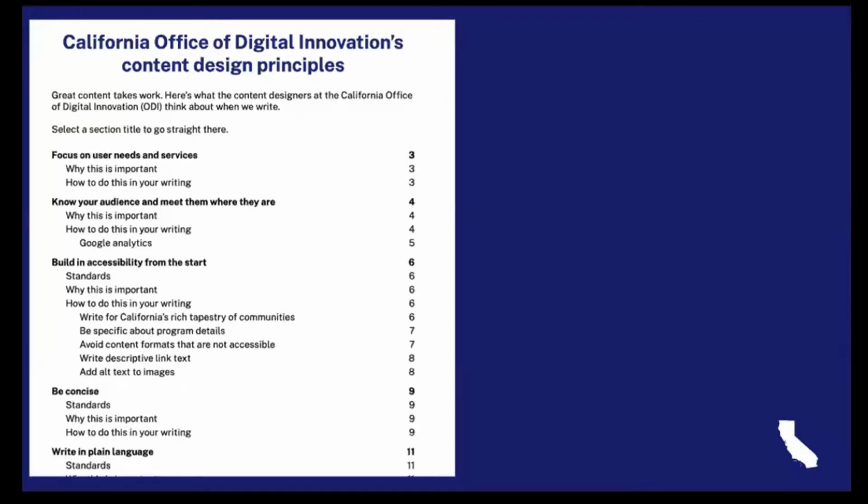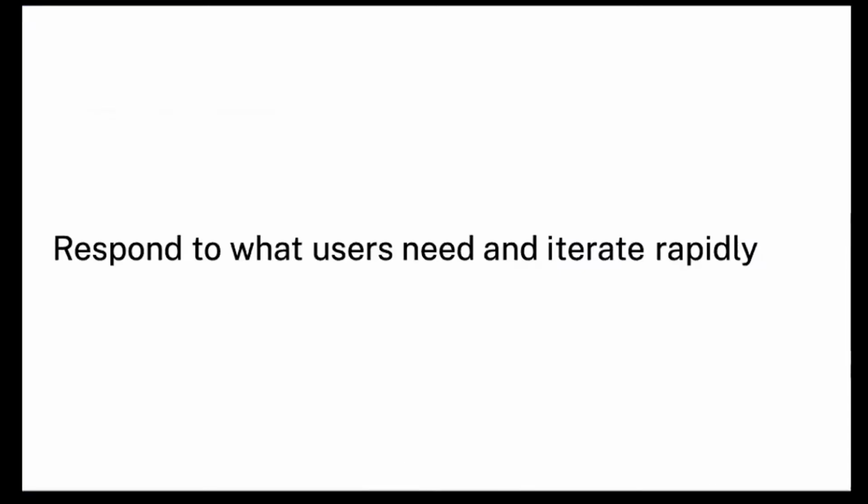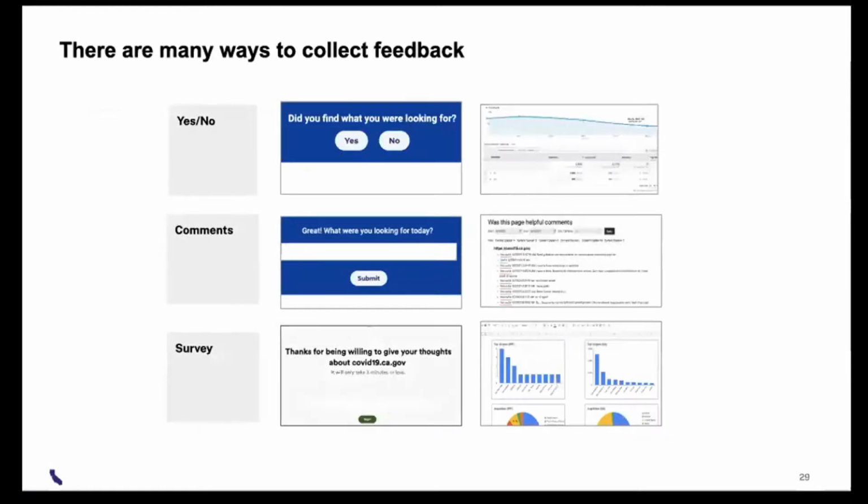But it really gives departments and programs a more practical way to think about the content and the information that they're presenting to the public. Respond to what users need and iterate rapidly. So I continue to that, like you have to create feedback loops to be able to gauge whether people are getting what they need or not.